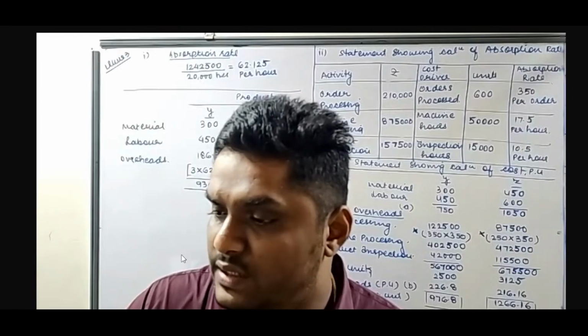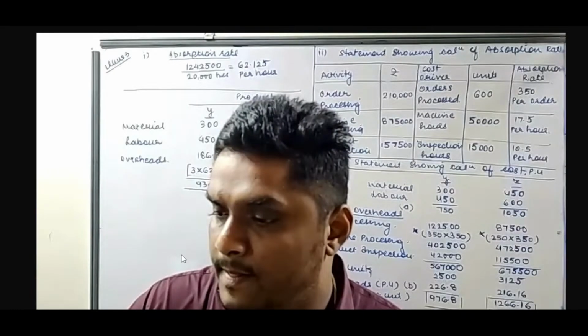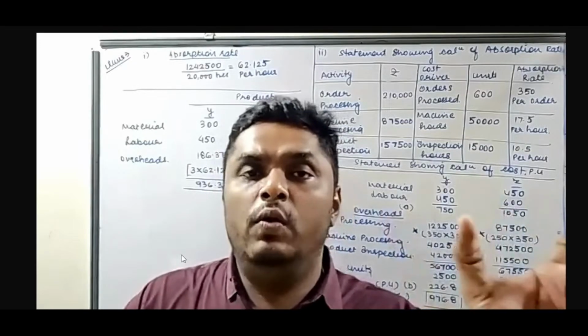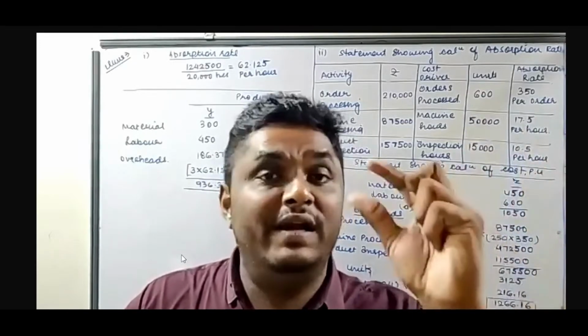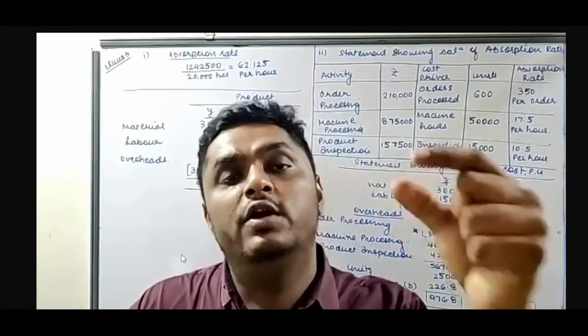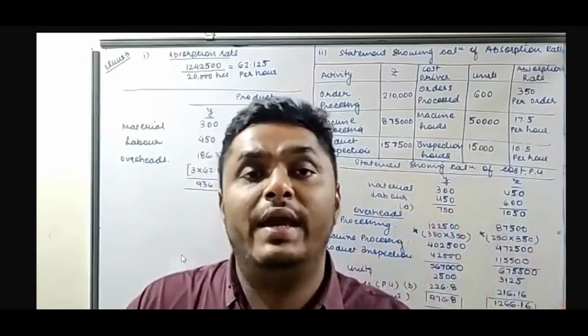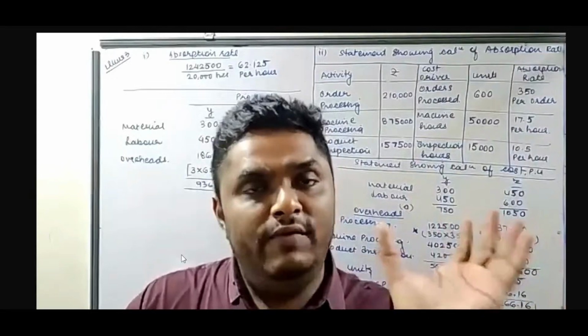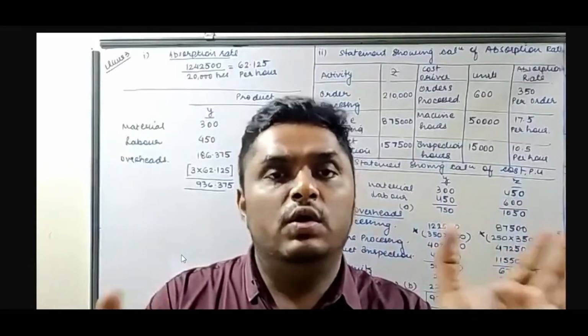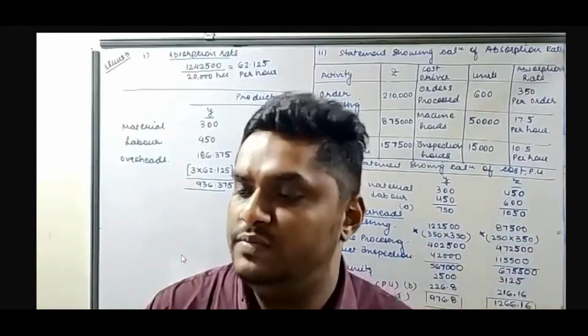I hope your query is resolved, Swati. I repeat again, budgeted overheads divided by budgeted hours, we will get the absorption rate. We have to apply that absorption rate to actual hours to calculate absorbed overheads. And we will compare absorbed overheads with actual overheads to find under or over absorption of overheads.